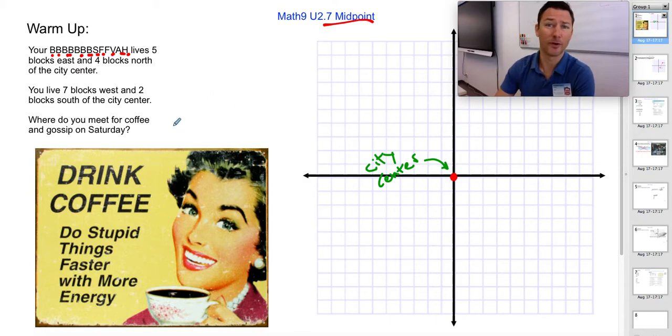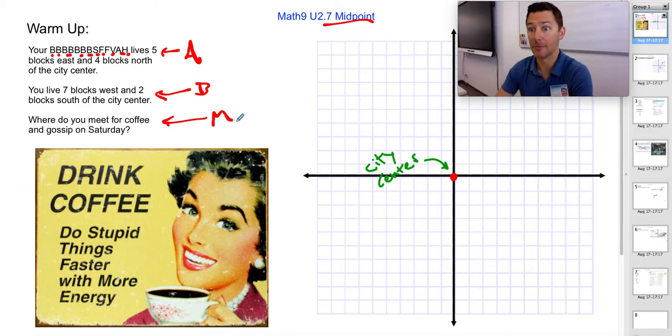You want to meet halfway between your two houses. So what I'd like you to do is plot this point and plot this point, and then think about where the middle point, let's call it M, the midpoint, might be. Plot those, find the middle. Go.